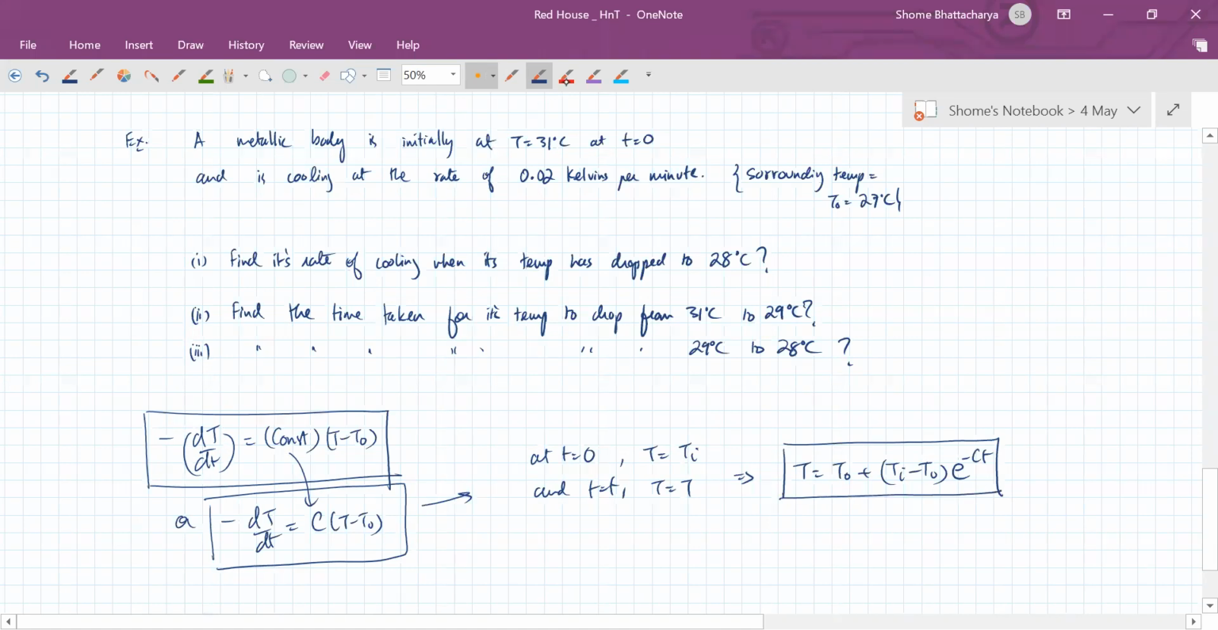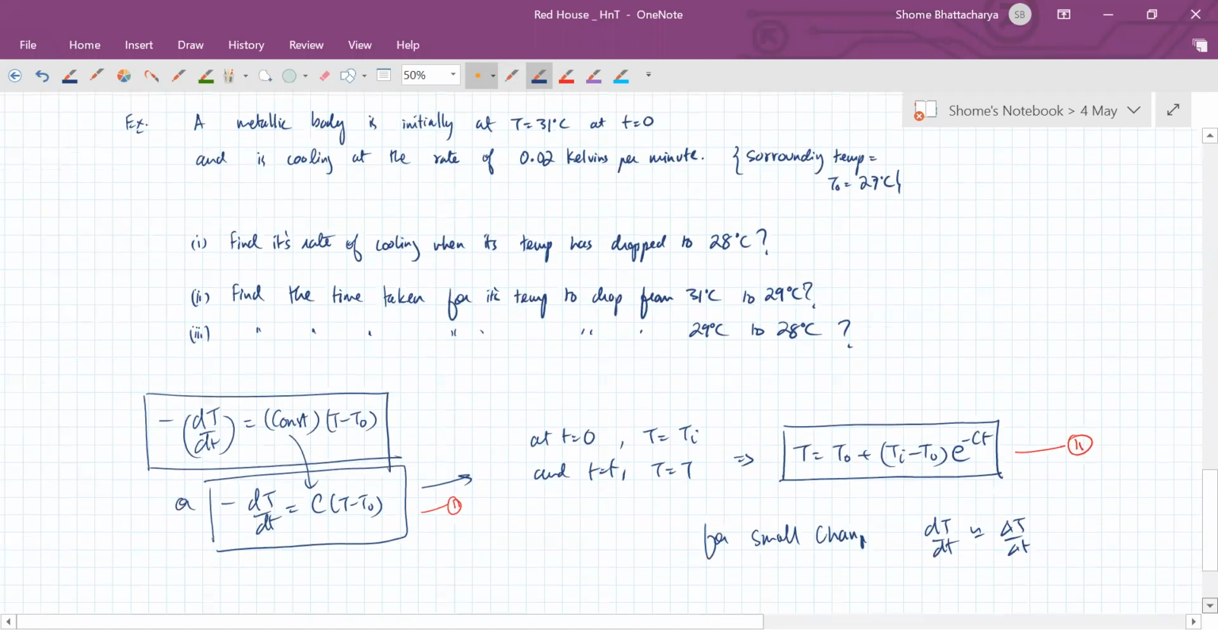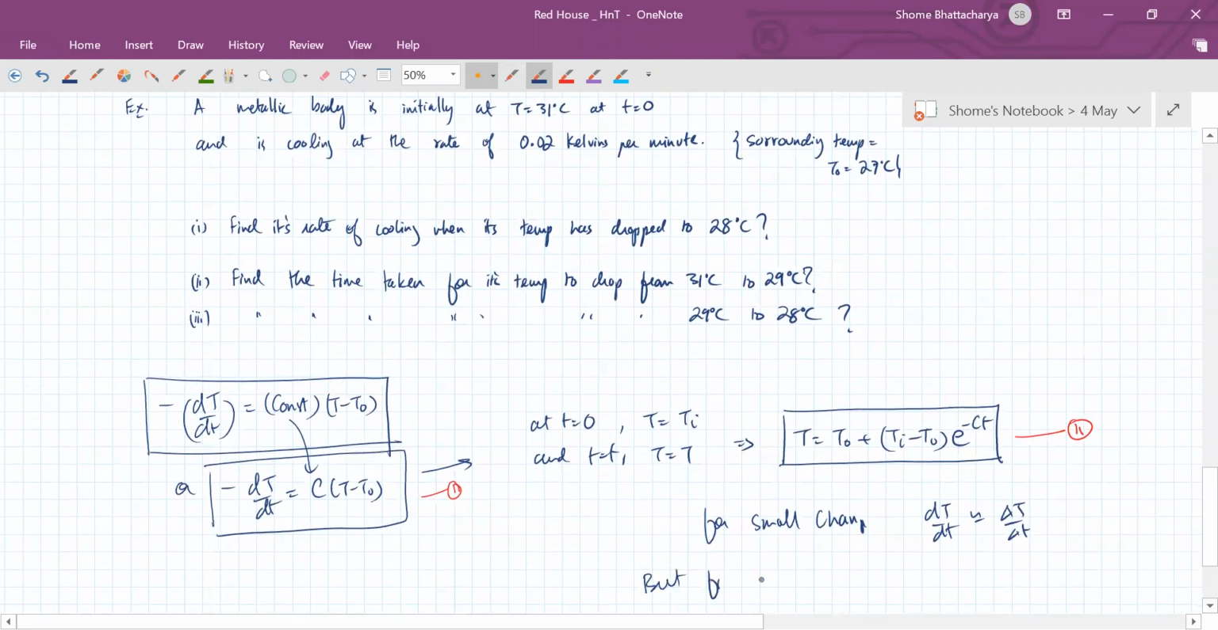Okay. So now the thing is, when do we use this second equation and when do we use this first equation? You can see that for small change, we can use this relation. But for significant change, we cannot say the instantaneous rate is equal to the average rate. So this is the key, when you have to use this and when you have to use this.